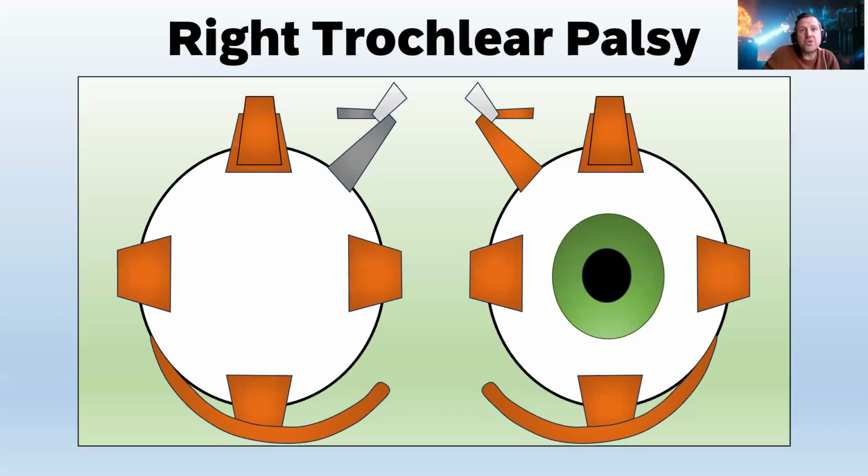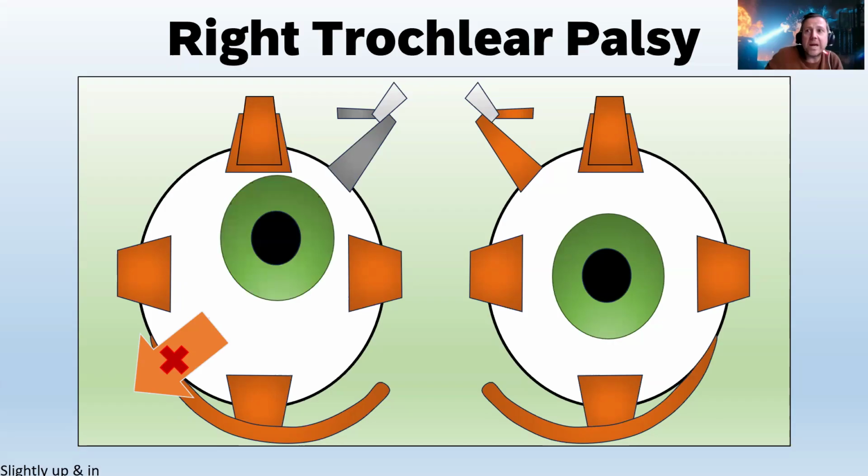What happens in a patient with a trochlear palsy, once again of the right eye? So the superior oblique muscle no longer does what it is supposed to do, which is depress the eye outwardly, and as a consequence the eye will shift in neutral gaze superiorly and also a bit inwardly. Let's look at a real patient.